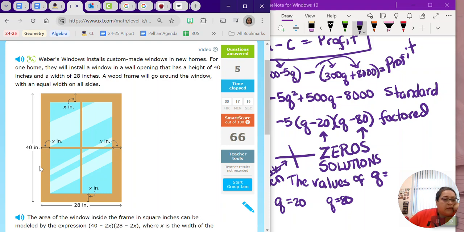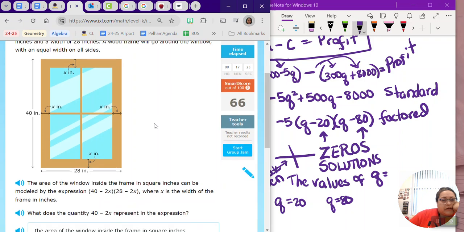So it looks like they're reducing the 40 minus 2x has to be the glass pane right here. You're subtracting this one and this one. 28 minus 2x is the glass pane over here, because we're subtracting the x's.